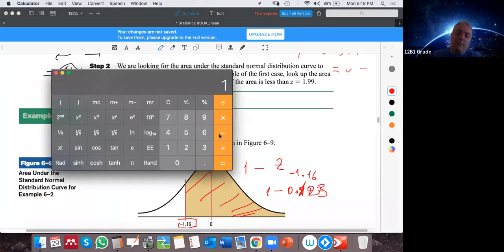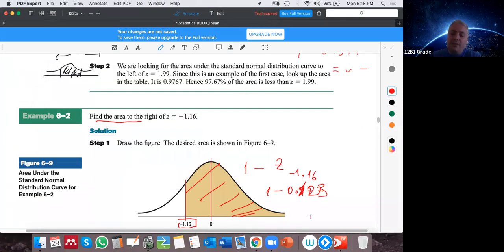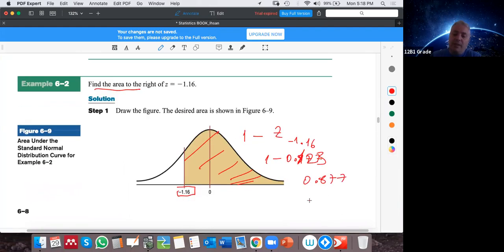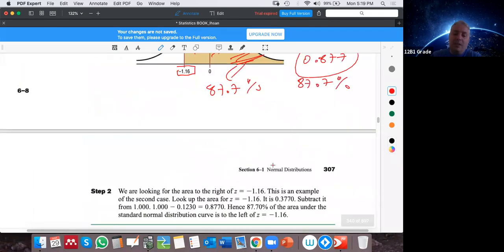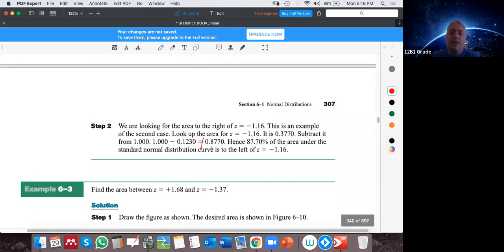So the result will be, let me use the calculator, 1 minus 0.123, which is 0.877. If I multiply by 100, that is approximately 87.7%. So this is 87.7% or 0.877. Let's check the calculation here.